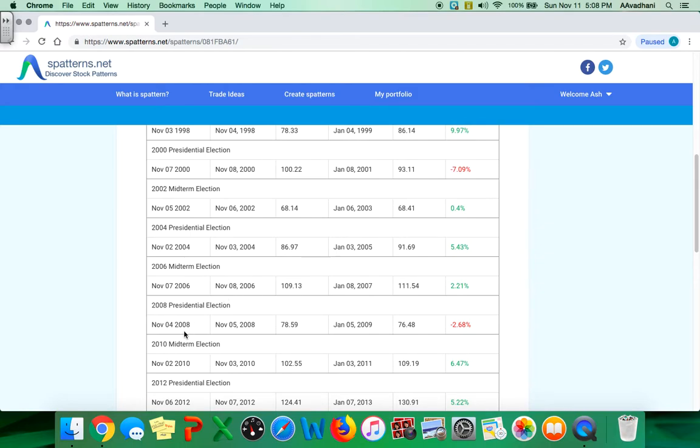The elections were held on November 4th, the buy date was November 5th, and the sell date was January 5th. This trade yielded a negative 2.68%. The S&P 500 dropped in the year 2000 and 2008 when the market crashed. For the rest of the years, the trade was positive.